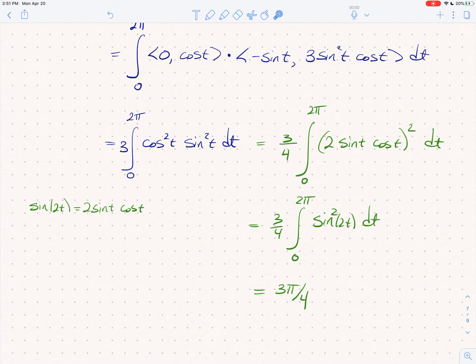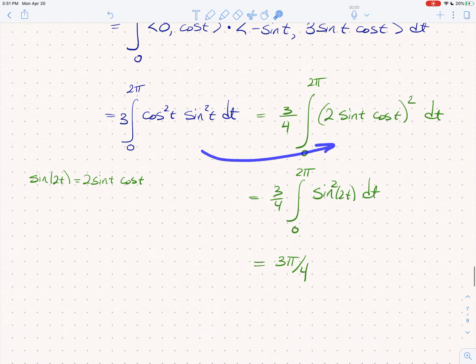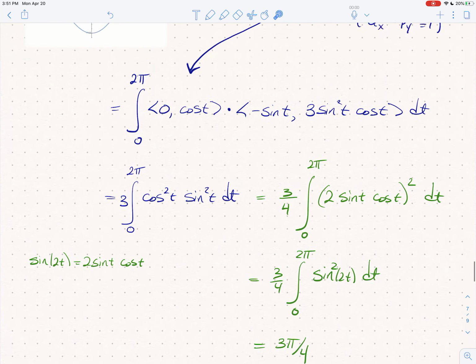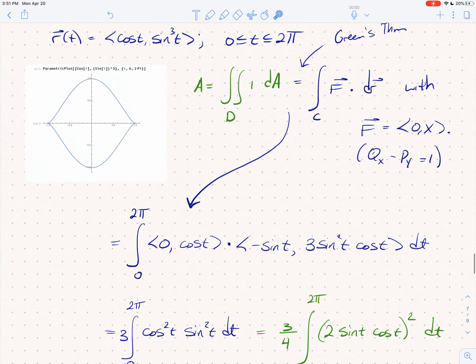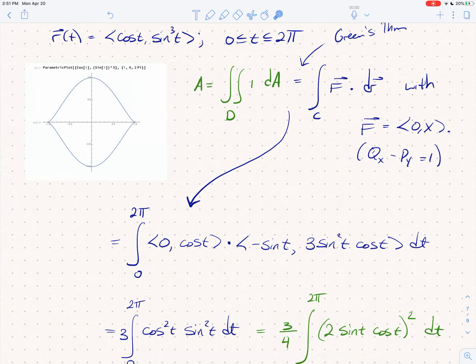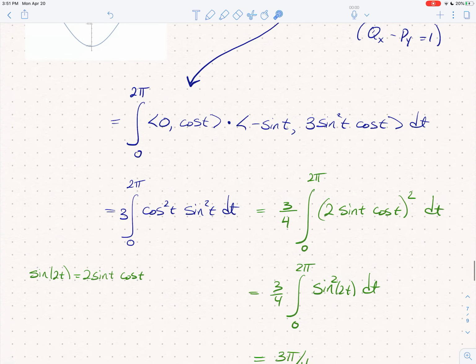Or again, you could have switched everything to sine or cosine. I usually go to cosines, so I'd switch the sine squared to 1 minus cosine squared, and then angle reduce twice on that. I think this technique was easier. Either way, you're going to get to 3π fourths, and so that's pretty cool. We're able to get the area of this region, which you could not evaluate directly as a double integral. We were able to switch it though to a line integral and use Green's theorem.